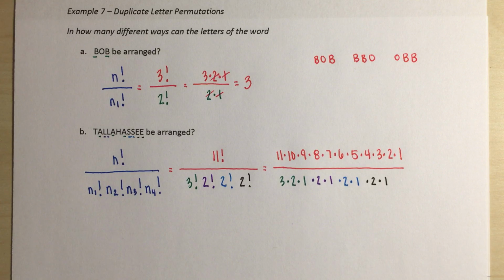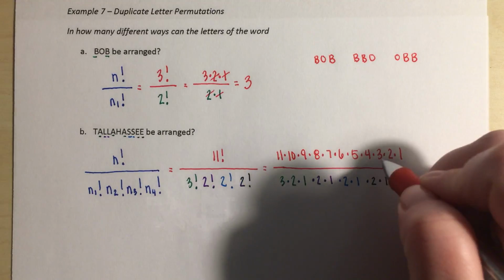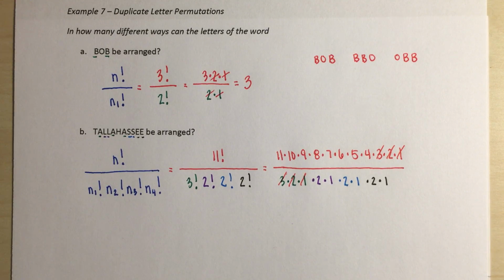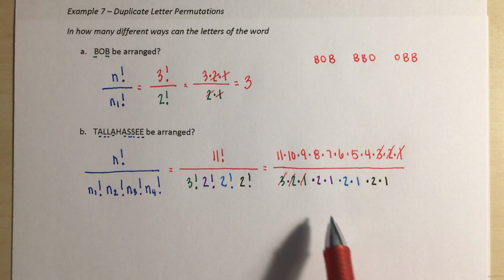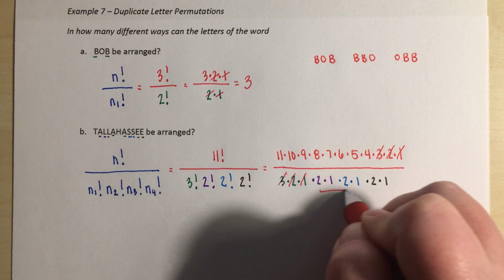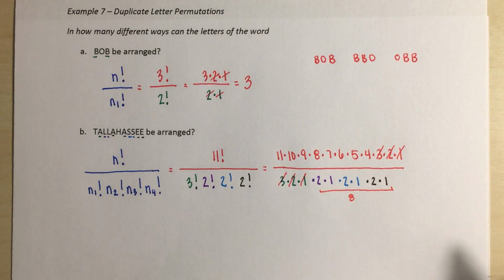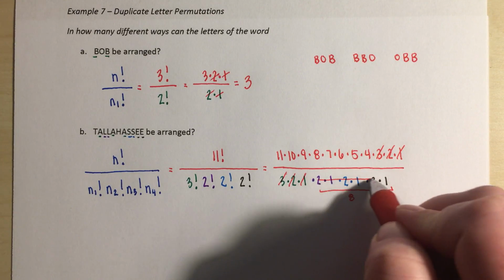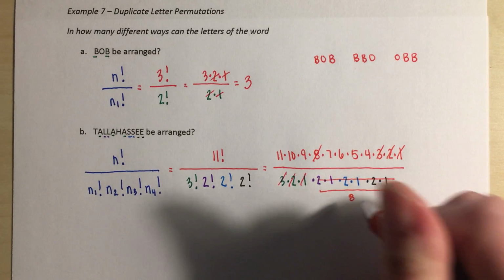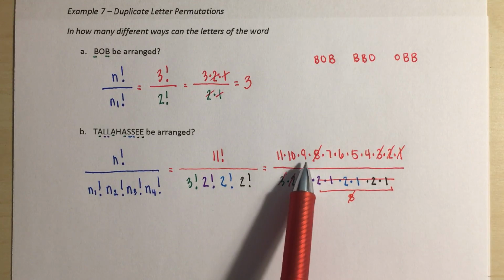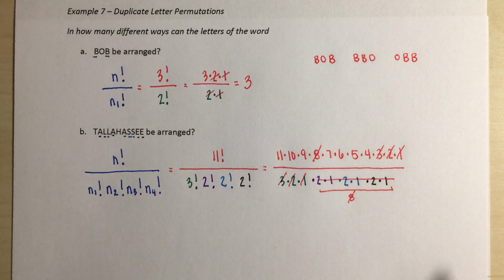All right, so if we go through and start crossing these off, this 3, 2, and 1 can cross off because we have a 3, 2, 1 here and 3, 2, 1 here. If we look at 2 times 2 times 2 times 2, all of those ones, that actually gives us 8 if we multiply that all out together. So I'm going to cancel out this whole thing with my number 8, and all of that's gone. Then if I multiply what I have left, 11 times 10 times 9 times 7 times 6 times 5.